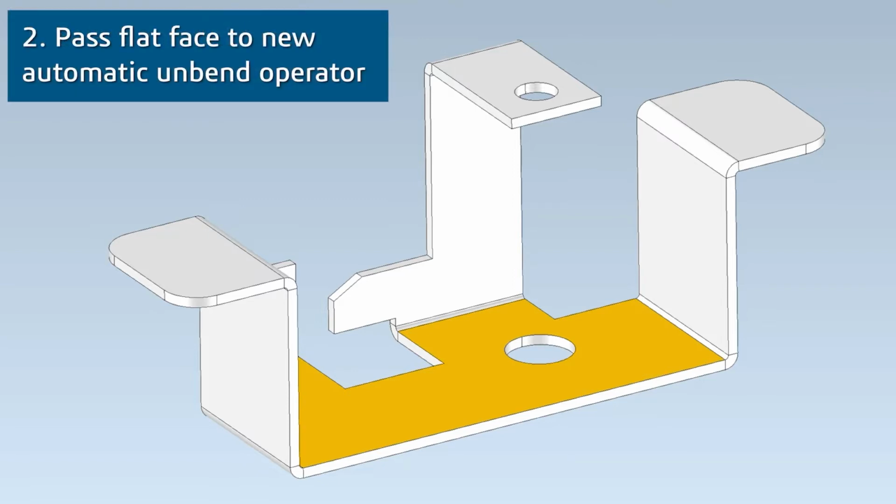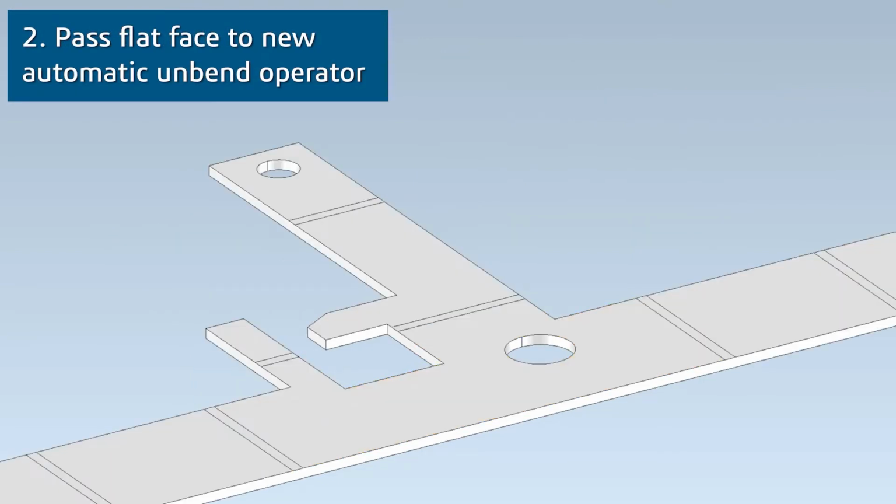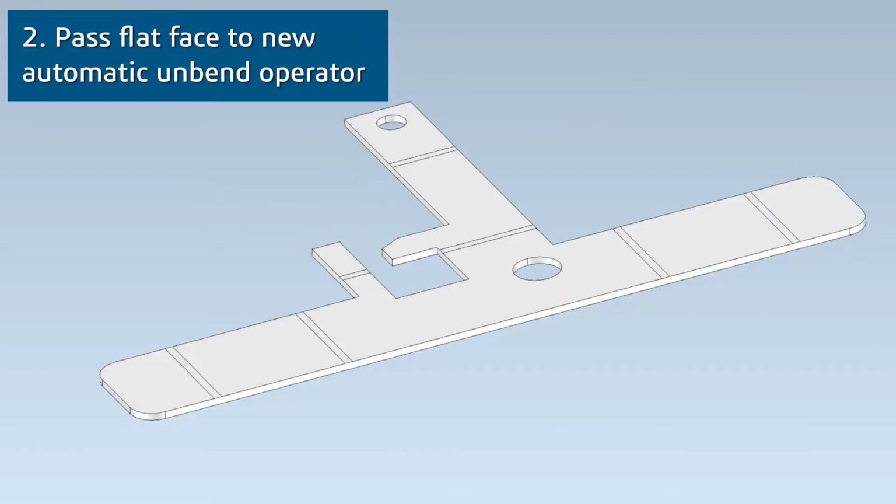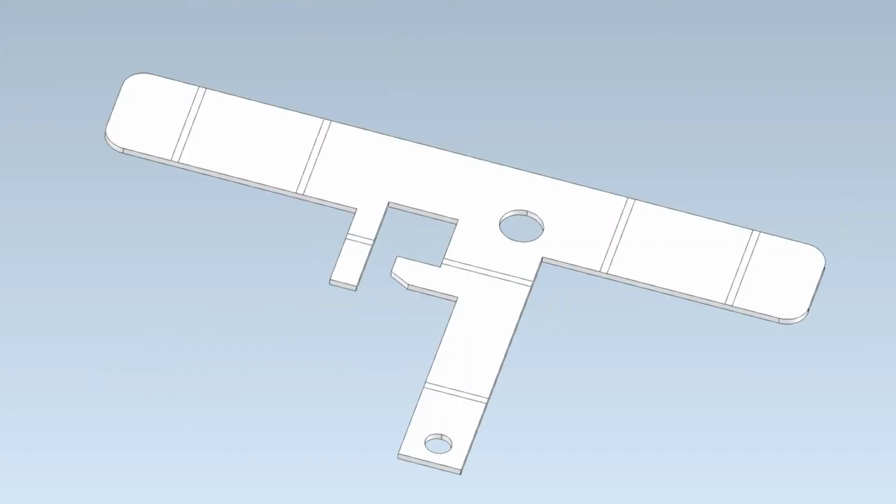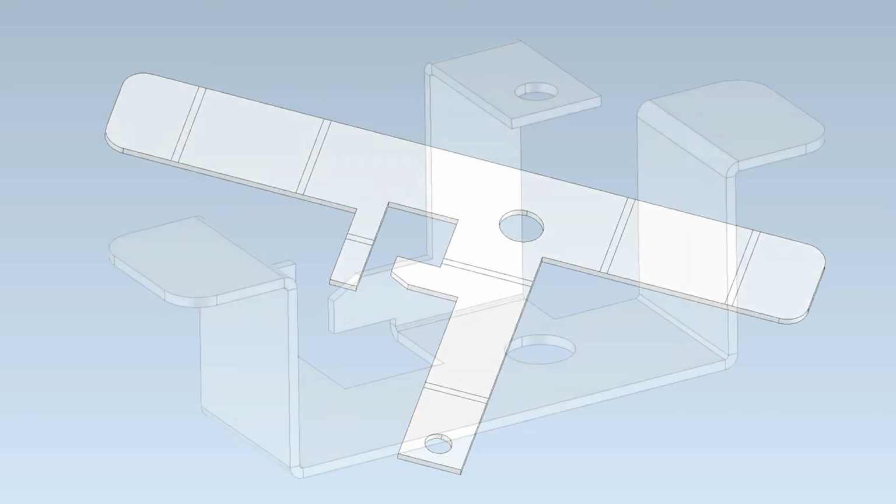Second, the selected flat face is input into the new automatic unbend operator in CGM, which automatically traverses the part, detects all bends, and unfolds each bend. The process is extremely fast. So fast, the process is difficult to show.